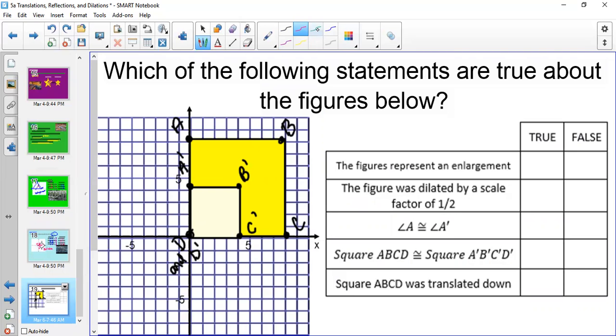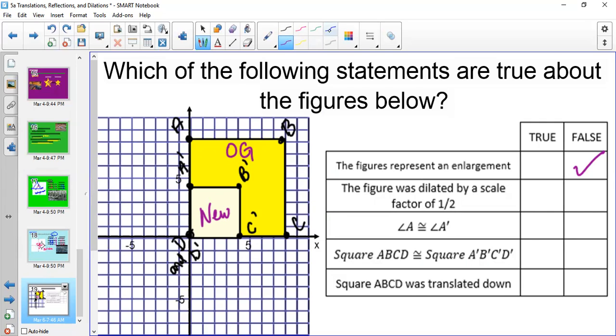Okay, let's see how you guys did. So first off, you have to figure out which one's the original versus which one's the new. New is designated by prime. The original, or the OG, is the one without anything else. So this figure represents an enlargement. Did our original get bigger? That was false.